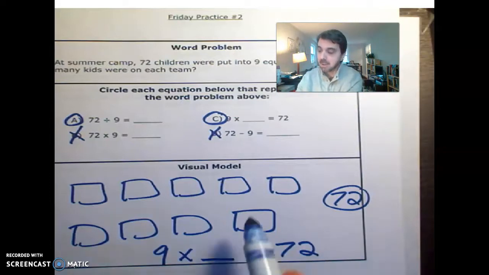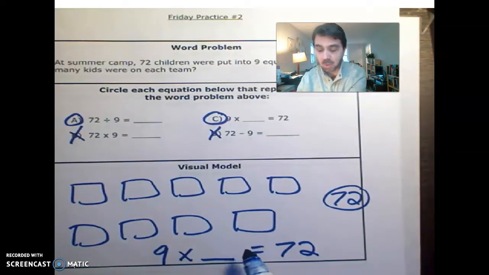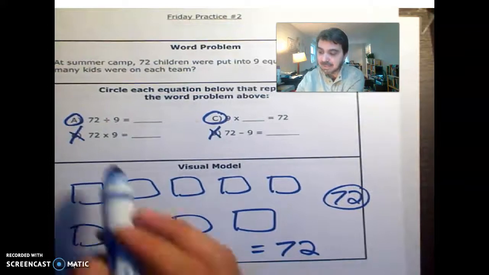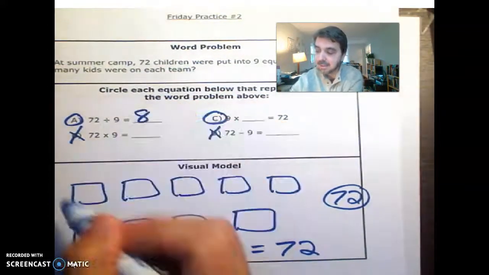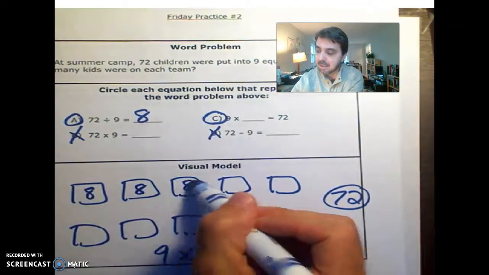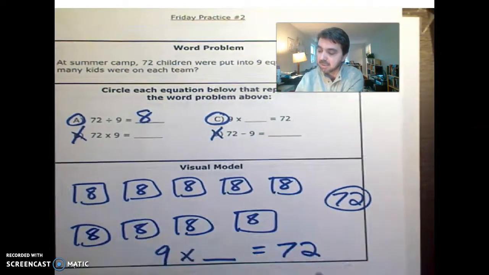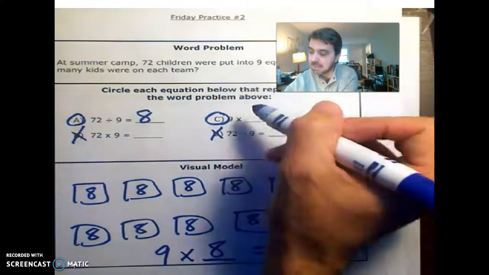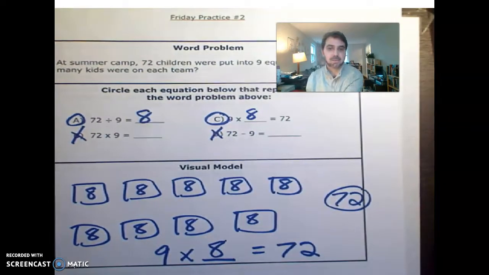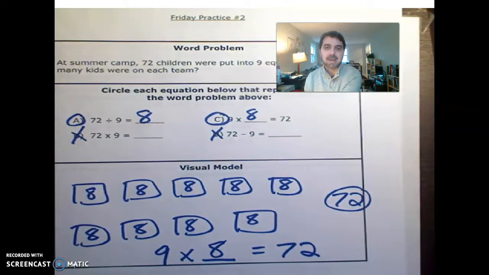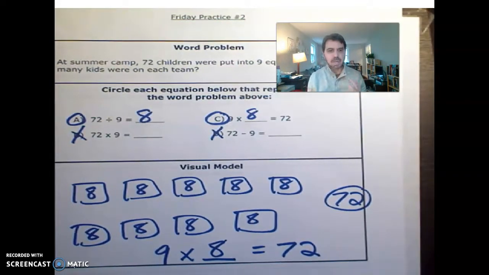Okay, so I'll tell you the answer, which you don't need to know right now. 72 divided by 9 is 8. So there would be 8 kids on each team, which also means that 9 times 8 is 72. I know these are the more challenging ones, but I want you to get that idea that multiplication and division are very connected.